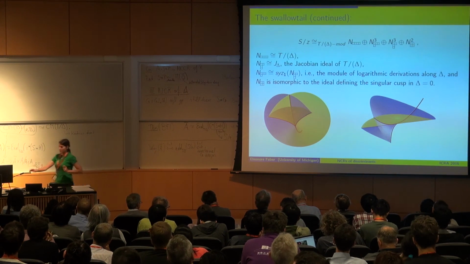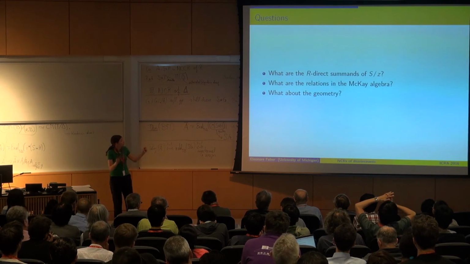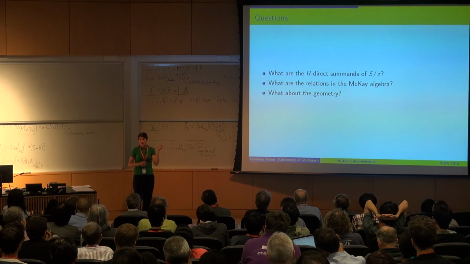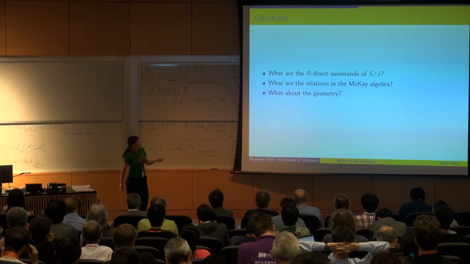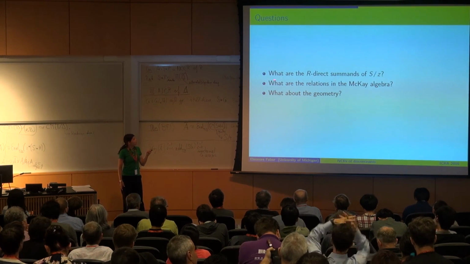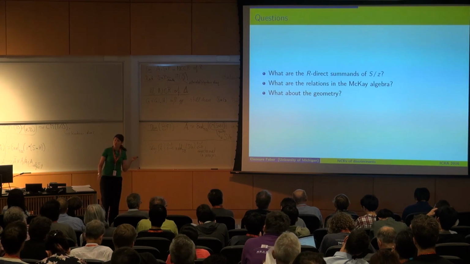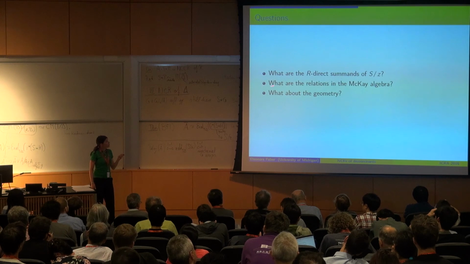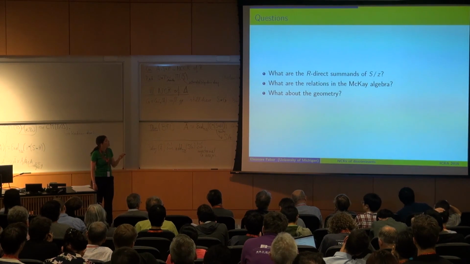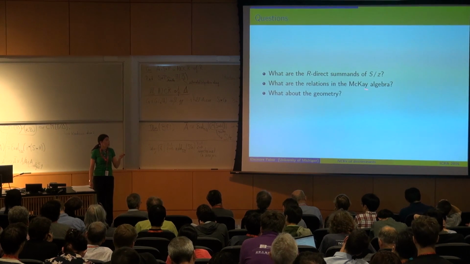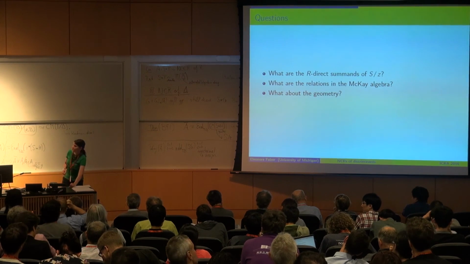The last slide, I'm sorry for being a little too long: we computed all of them, but in general, can we say what these R-direct summands of S mod Z are? Do we always have a nice geometric interpretation of these? That's the first question. Second, we can draw the McKay graph, which is not so easy but doable, but we have no idea so far what the relations are. Does this have something to do with the preprojective relations? And what about the geometry? Can we somehow see that as a resolution? Okay, that's all.